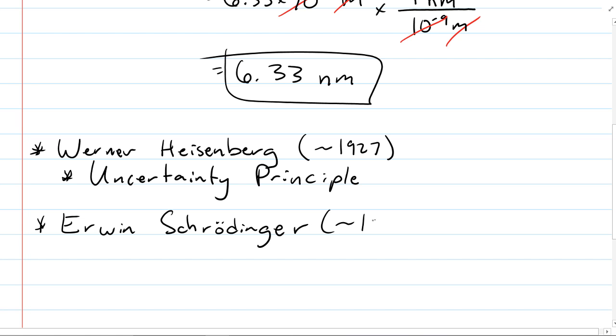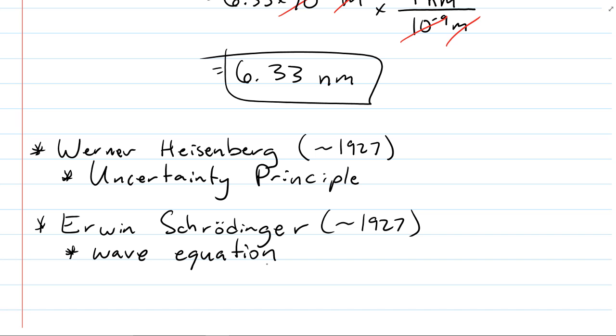Schrödinger also worked in 1927, and again, we don't worry about names and dates. I write them down to give credit where credit's due, and just to put it into proper chronology. But he used the ideas of Heisenberg and de Broglie and developed what's called the wave equation. And in the wave equation, Schrödinger treated electrons as if they were waves.